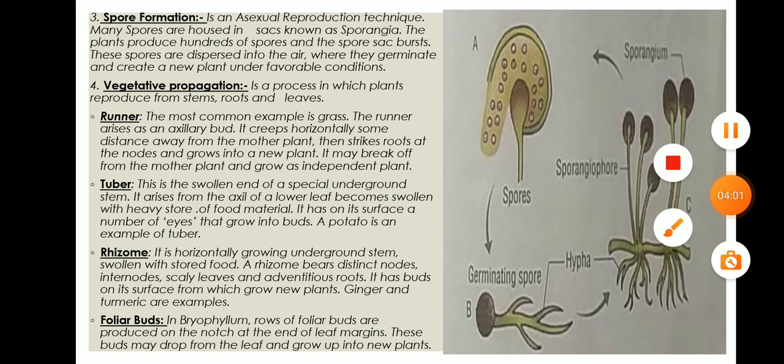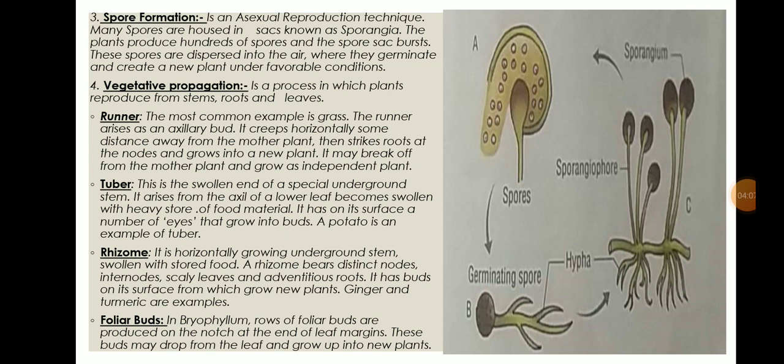Spore formation is an asexual reproduction technique. Many spores are housed in sacs known as sporangia. The plant produces hundreds of spores and the spore sac bursts. These spores are dispersed into the air, where they germinate and create a new plant under favorable conditions.